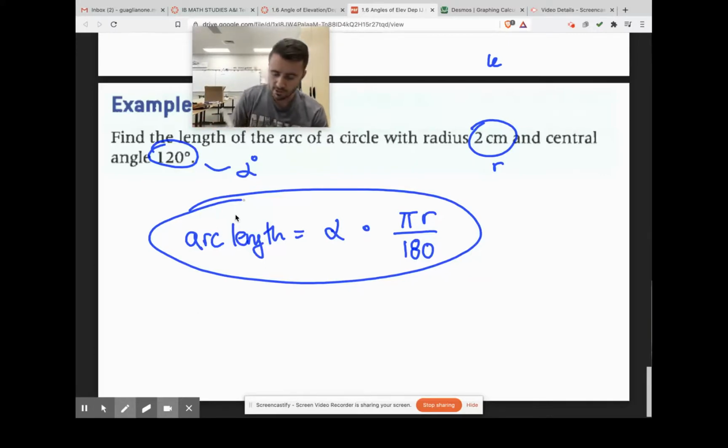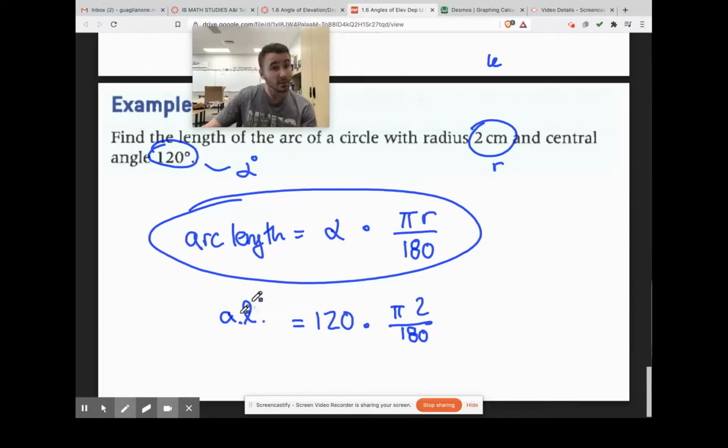So the 2 centimeters goes in for r. So let me write that out. So we know alpha also. So 120 times pi. 2 goes in here for centimeters divided by 180. And then we know we're trying to find the arc length in this case. So I'll call it AL, arc length. So now let's figure out what that is. And I can use Desmos once again. So 120 times pi times 2 over 180.